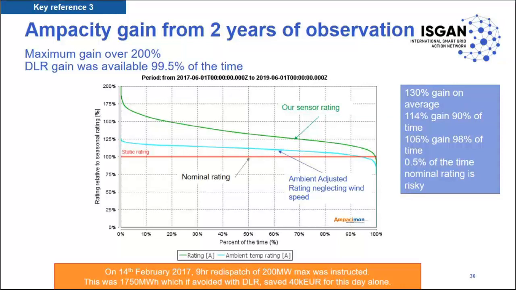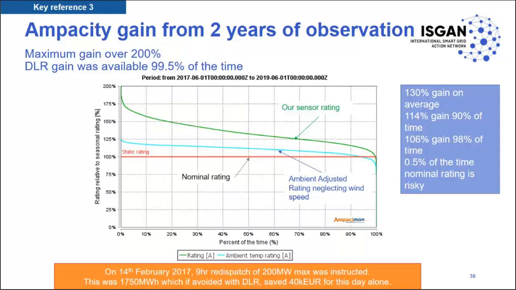On the vertical axis is the capacity gain given by the dynamic line rating as a percentage of the seasonal rating. On the horizontal axis is the percentage of time over the 2 years the dynamic line rating was at a certain value. This means that if you look at 50% on the horizontal axis, it gives the average dynamic line rating over the 2-year period.